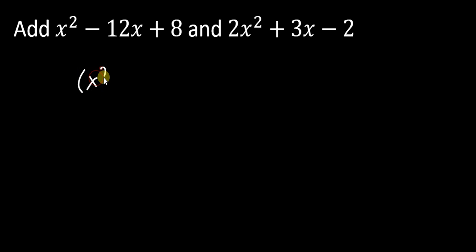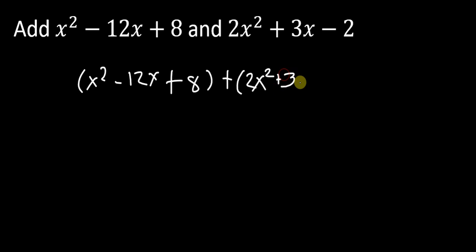X squared minus 12x plus 8, close and open parenthesis yan, plus, close and open parenthesis ulit, 2x squared plus 3x minus 2. Ayan. So, ang gagawin lang natin, pagsamahin natin yung magkapareho yung exponent and yung pareho yung variable.